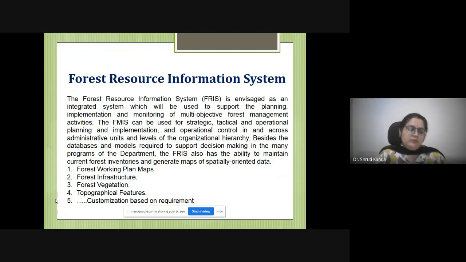Now for example, for some planning we need to know about the species only, in some planning we need to know about the biomass only, in some plannings we need to know about the density of the forests. So as per the need of a particular department, we can go for the customization of the data also, if we have a proper forest resource information system.